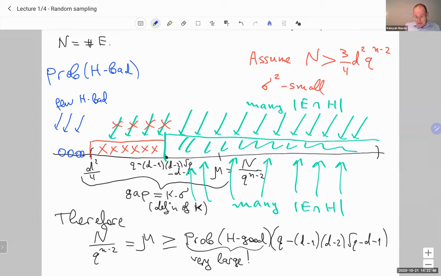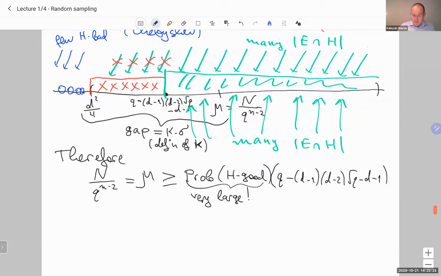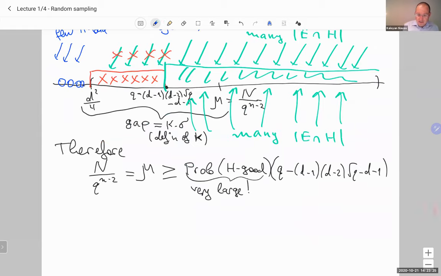Now, we assume the gap is large. That's what we assume at the beginning, on the top right in red, when we assume that N is large, the gap is large. Sigma square is small, and therefore K has to be large. The probability that H is bad is less than or equal to 1 over K square. This is Chebyshev's inequality. The probability that a value is at least K sigmas away from the mean is less than or equal to 1 over K square. Since the gap is large and sigma is small, K is large, 1 over K square is very small, and therefore the probability that H is good is very large.